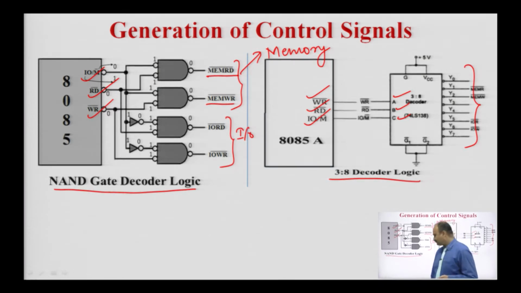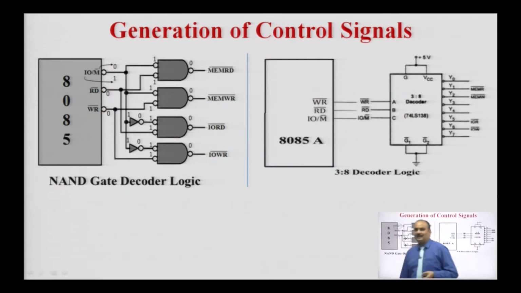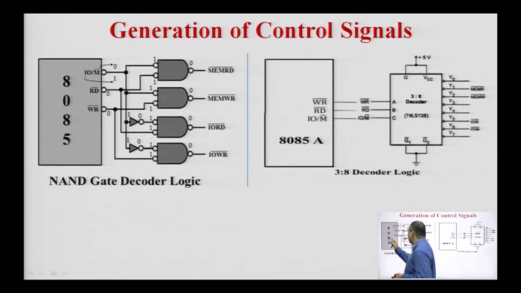So, let us see the generation of the control signal by using the NAND gate decoder logic. This is the first technique, which uses NAND gate decoder logic. Here we use 4 NAND gates, that is NAND gate 1, 2, 3 and 4, and the microprocessor uses the signals input output or memory, read bar and write bar control signal. See here, this signal input output or memory is used for dual purpose.